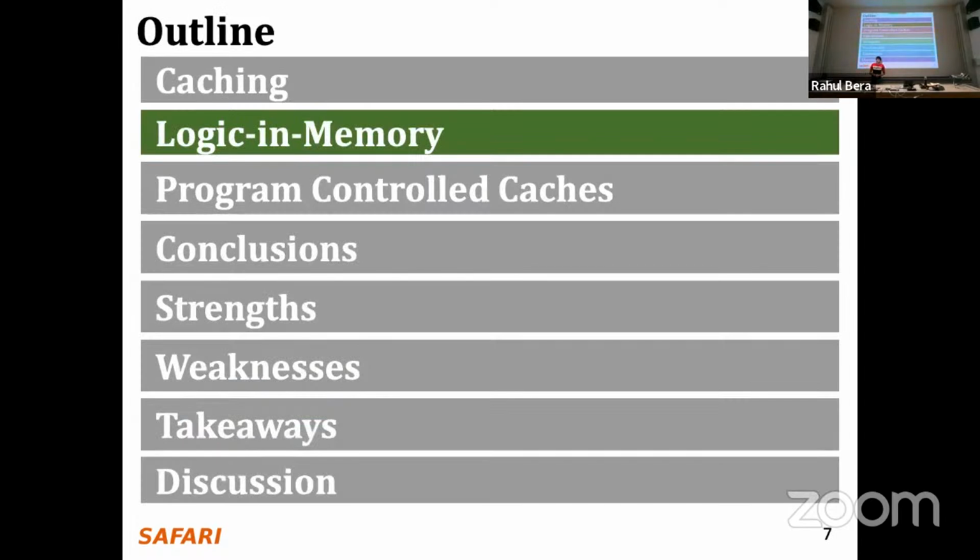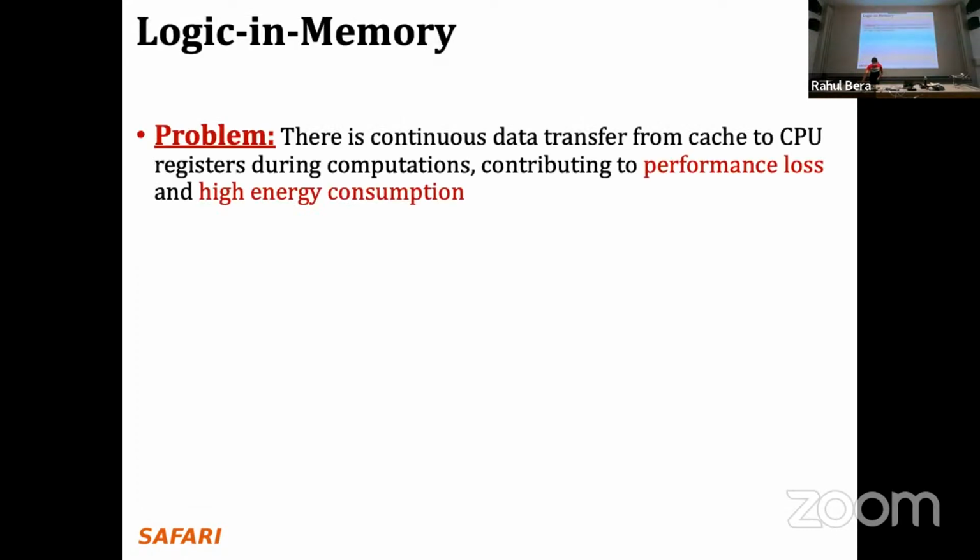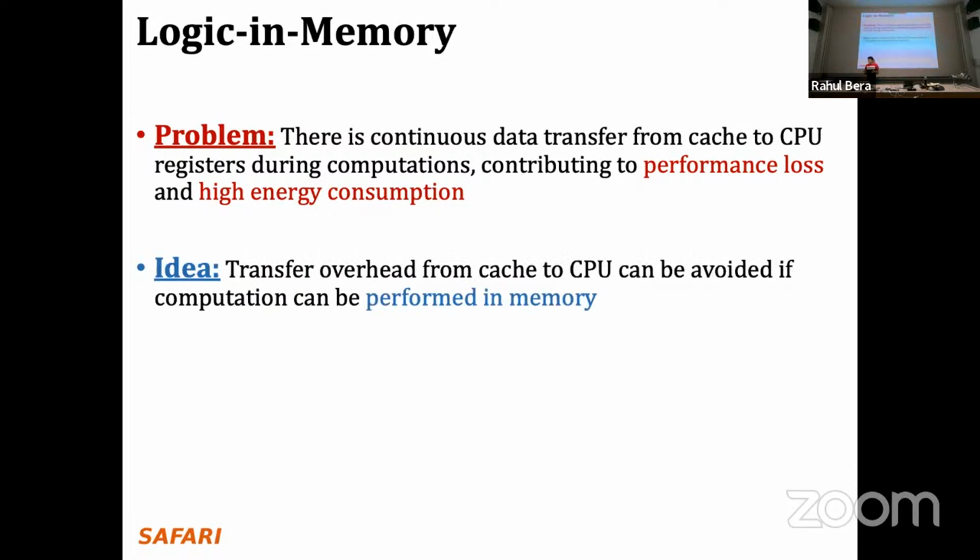So let's move on to logic in memory as proposed by Stone, and what the benefit of this is. As we explored a bit earlier, the main problem is that there's continuous data transfer from cache to CPU. And this leads to a lot of unnecessary transfer overhead and a lot of unnecessary energy wastage. So the idea is that if we can enable caches to perform these basic operations, we save the time and energy required to move all this data from cache to CPU and then back into cache.